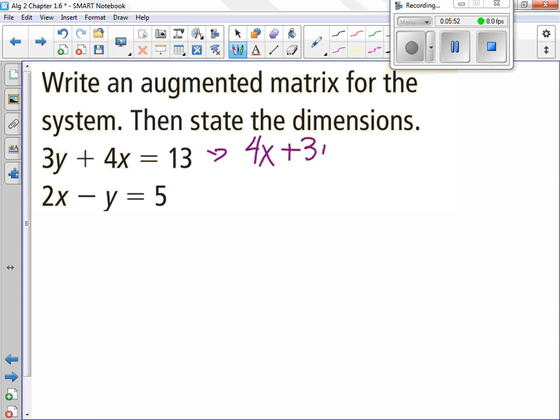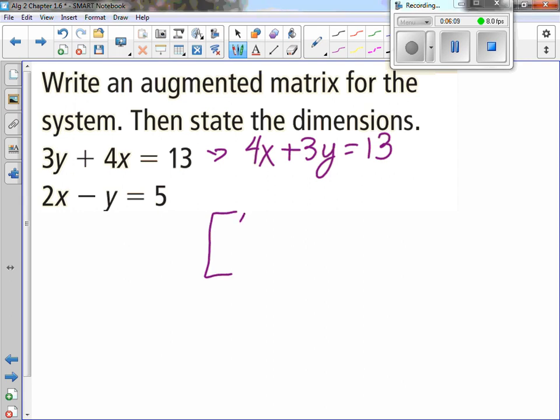4x plus 13. It might be easier for us when we start solving these to have an x, y, z, just so we can keep it straight. So let's write it out. What would our numbers be here? So 4, 3, 13. So 2, negative 1, 5.